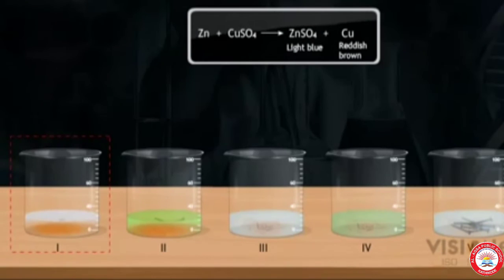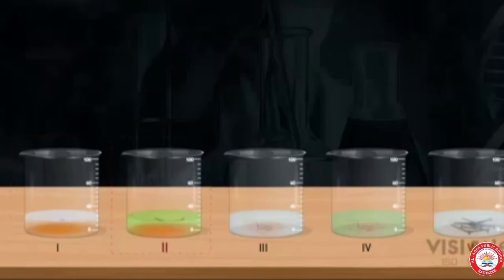In beaker 1, we took copper sulfate and we added zinc. Zinc is more reactive than copper. So, zinc displaces copper from the copper sulfate and forms zinc sulfate, and copper is deposited at the bottom.